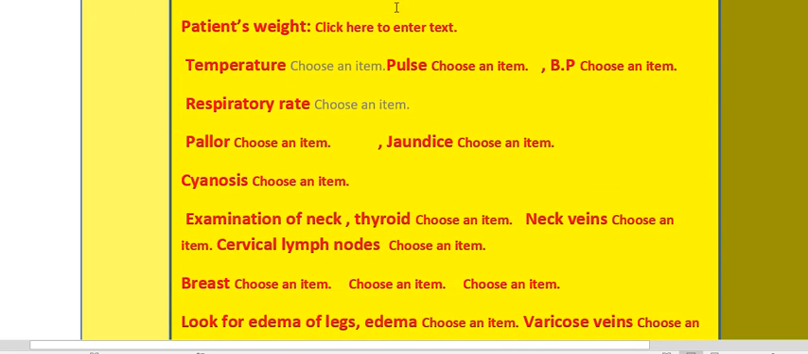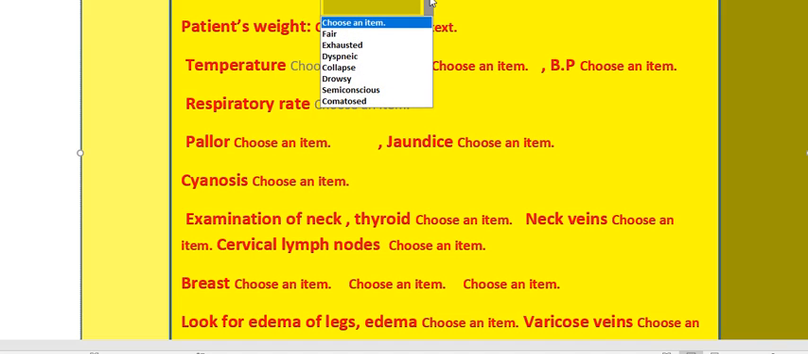We assess the general condition of the patient. Usually the majority of our patients are normal, but we look for whether she is dyspneic or collapsed or drowsy.